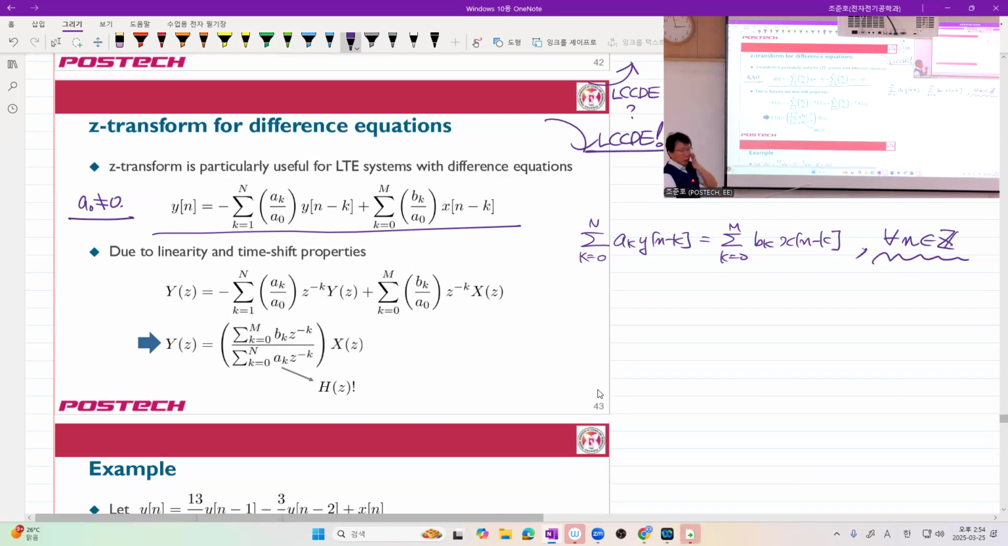Now, what do you do? You apply the Z transform. Then what is this one? This is capital Y of Z. And this sigma and coefficient stays here. Now, what about this one? When you delay a signal, then what's the Z transform of the delayed version? Z to the negative delay, right? So Z to the negative, what is the delay? K. So Z to the negative delay.